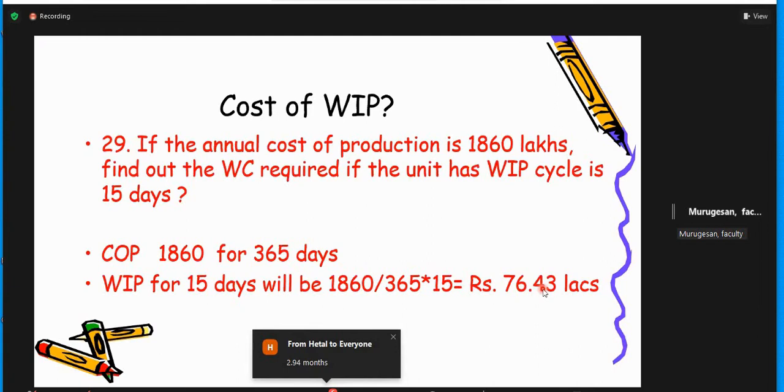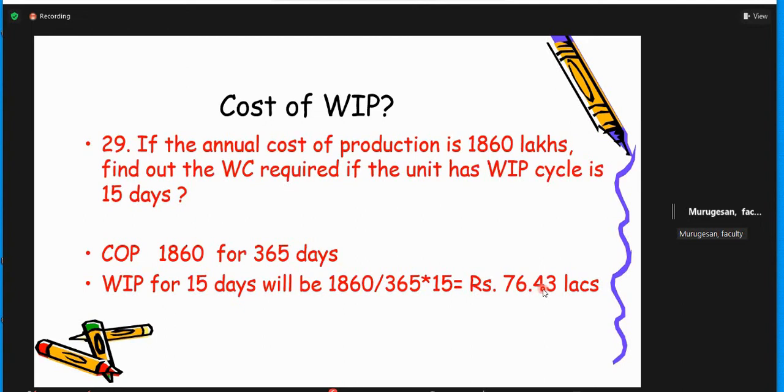That is 76.43. 76 lakhs 43 will be the funds needed to maintain the work in process cycle. It is a cycle, because it will not become cash immediately. So work in process means what? Raw materials slowly getting converted to finished goods. There will be a time gap. So for that, the unit has to invest. The unit has to incur some expenses to get the finished goods.